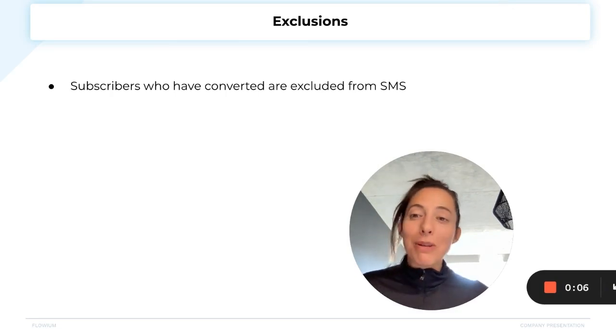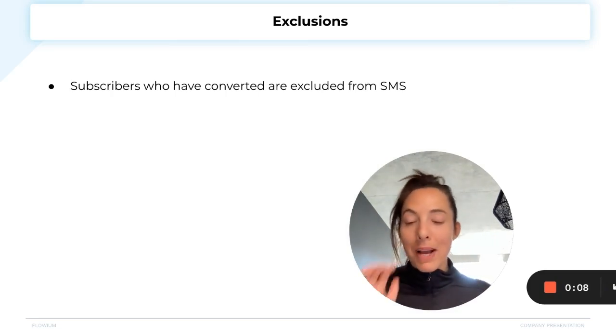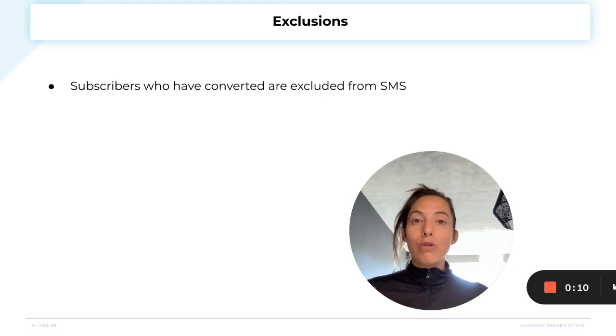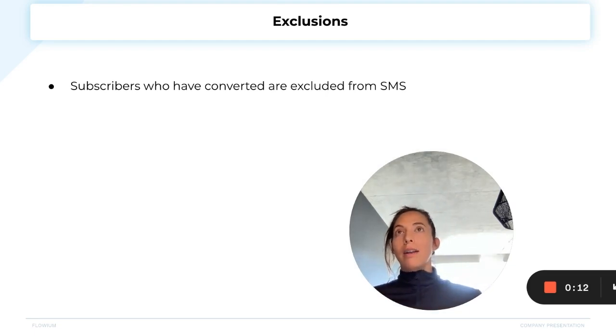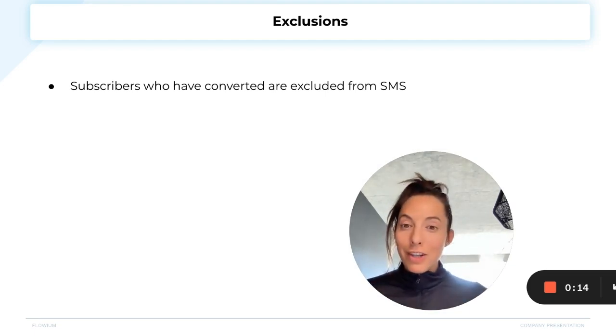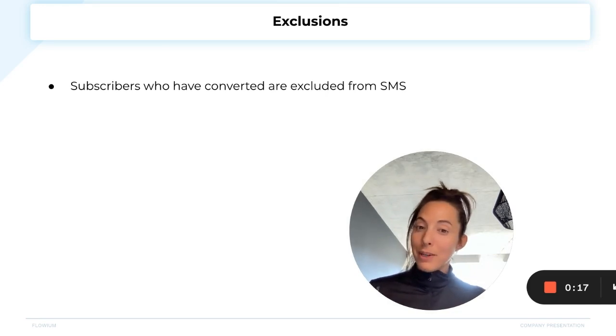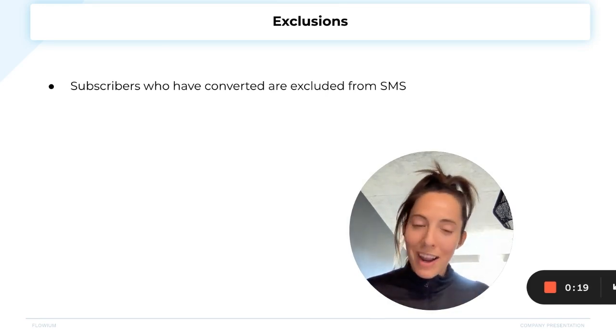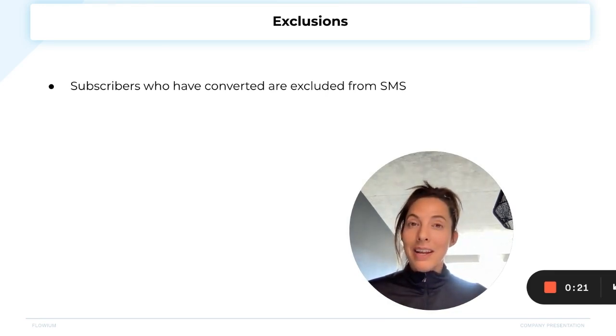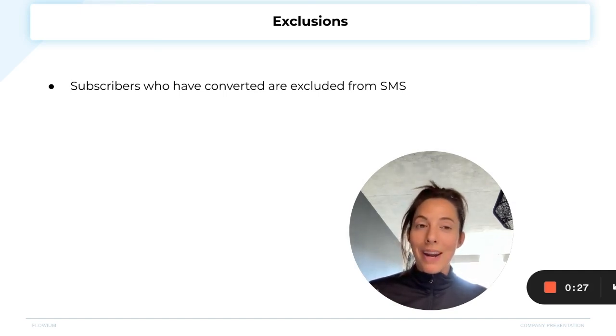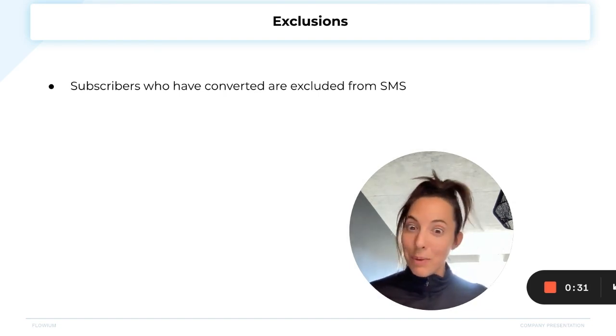Okay, exclusions. Probably should have kept this with segmentation. Anyways, subscribers who have already converted are excluded from SMS. Essentially, you do not want to show an offer to someone who has already purchased and maybe not have used that offer. That is a customer service nightmare when a customer buys a product and then they receive an SMS saying, get 30% off this product when they paid full price.